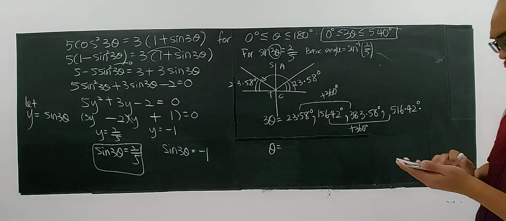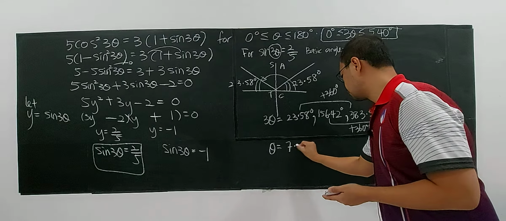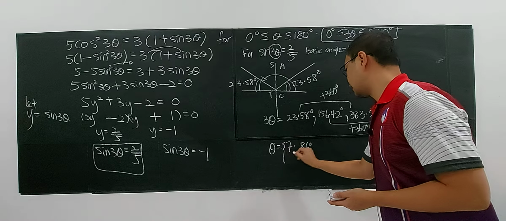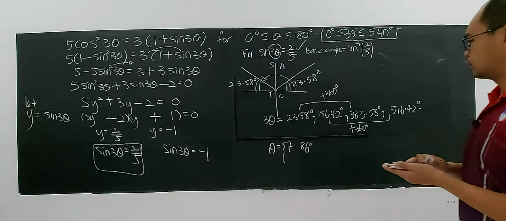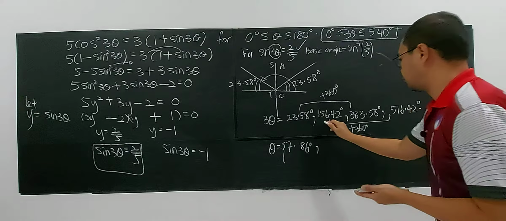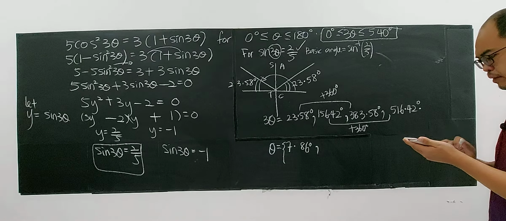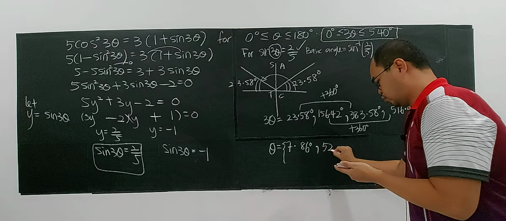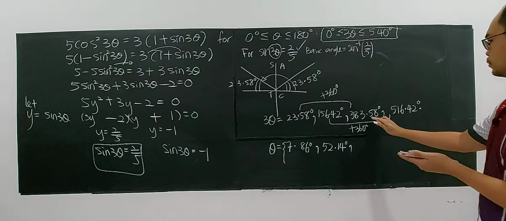23.58 divided by 3, you will have 7.86 degree. This is the answer for this. We haven't considered this one. So then we have 156.42 divided by 3. You have 52.14 degree.